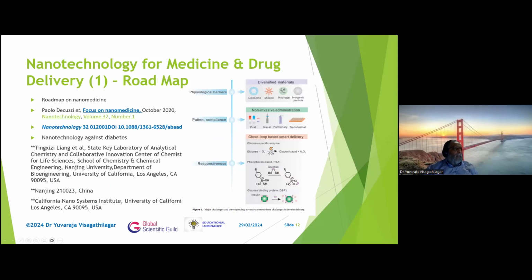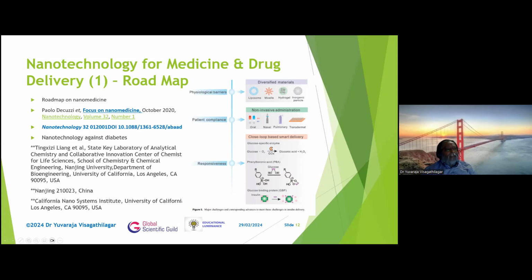Okay, the roadmap on nanomedicine, you can see on the right hand side, we have the diversity of materials that we use. And in the third slide, there is detailed types of nanotechnologies that are being used. Non-invasive administration. So basically, we don't want to use needles and other factors. Reduce the level of need for needles to be used to treat patients. However, we want to use it as a non-invasive way.